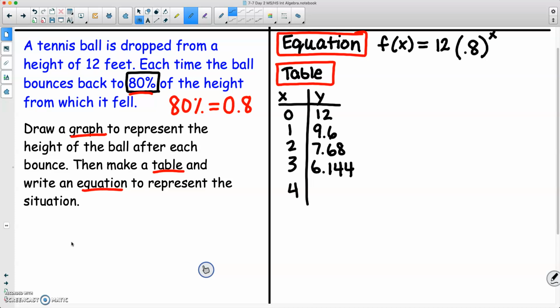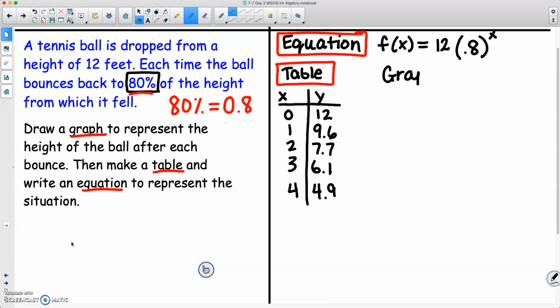And then my last one, the fourth power, 4.9152. So I'm going to round these to the nearest tenth. So this will turn into 7.7, and then this is 6.1 and 4.9. All right, now we're ready for the graph.